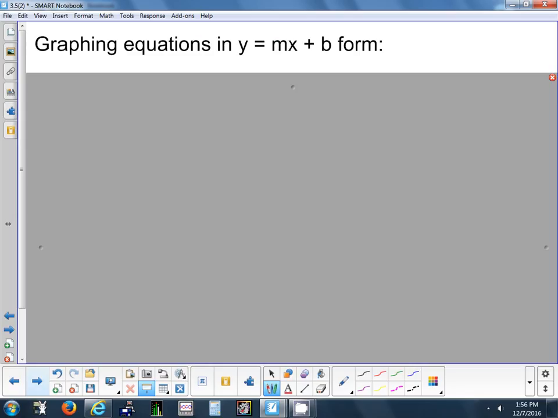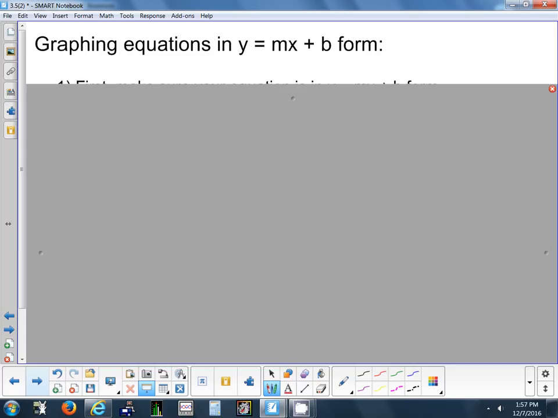What are those 2 points you're finding when you replace the x with 0 and then the y with 0? The what? Coordinates of the what? Intercepts. Okay, so that's one way to graph. Find the intercepts, draw a line. But what if you don't want to find the x-intercepts? What if you want to do it differently? Okay, this is how you can do it without finding the x-intercept.